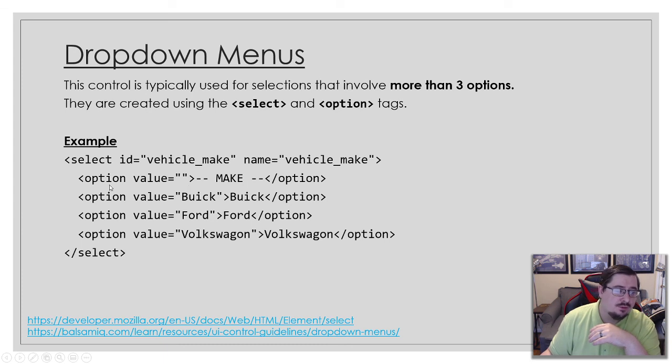So by default, if you don't say that one of these items is selected in the dropdown, it will always be the first item as being selected. So that's why the first item in the dropdown is always one that we want to be invalid, with this value equals blank.